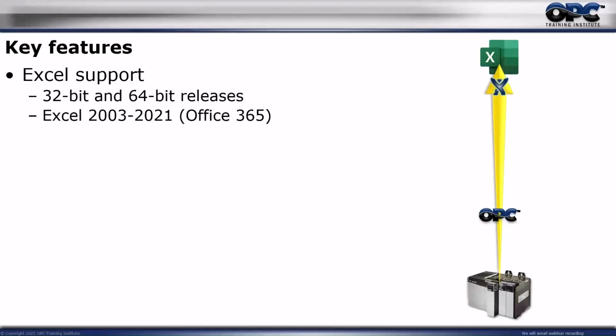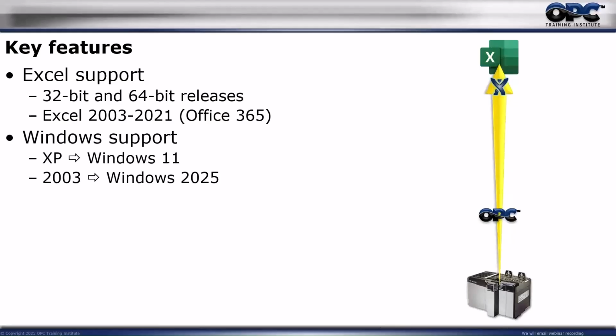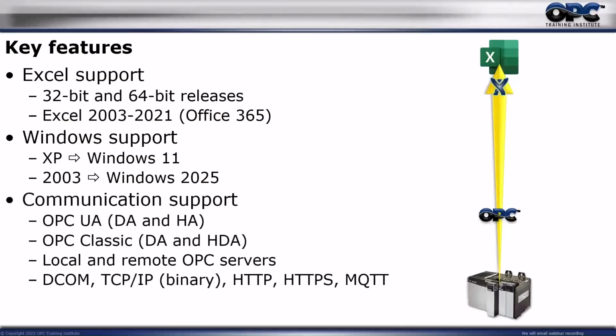As far as Excel support goes, you get 32-bit and 64-bit support with Excel 2003 all the way to Excel 2021 and Office 365. So pretty much all versions of Excel are supported. You can get this going from Windows XP all the way to Windows 11. And if you're using Windows Server, it would go from Windows 2003 all the way to Windows 2025. So from something very old to something very new.